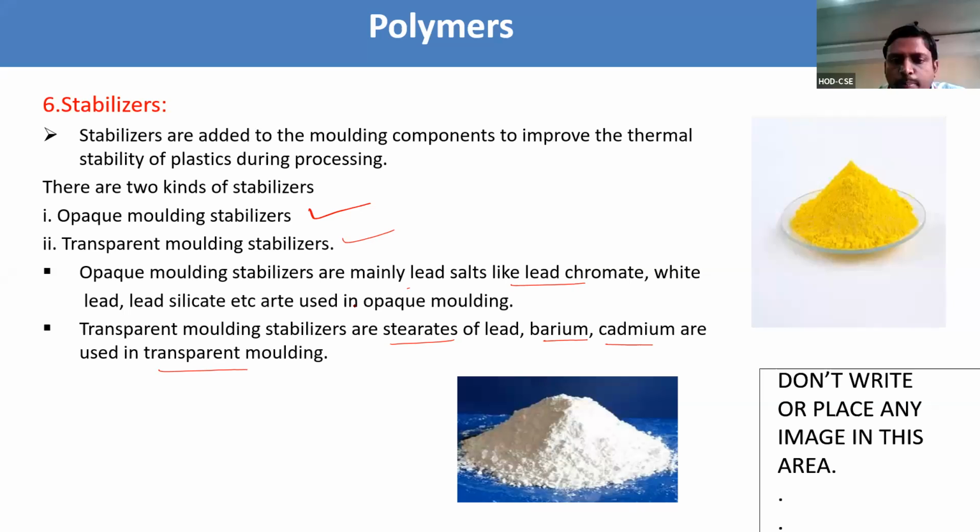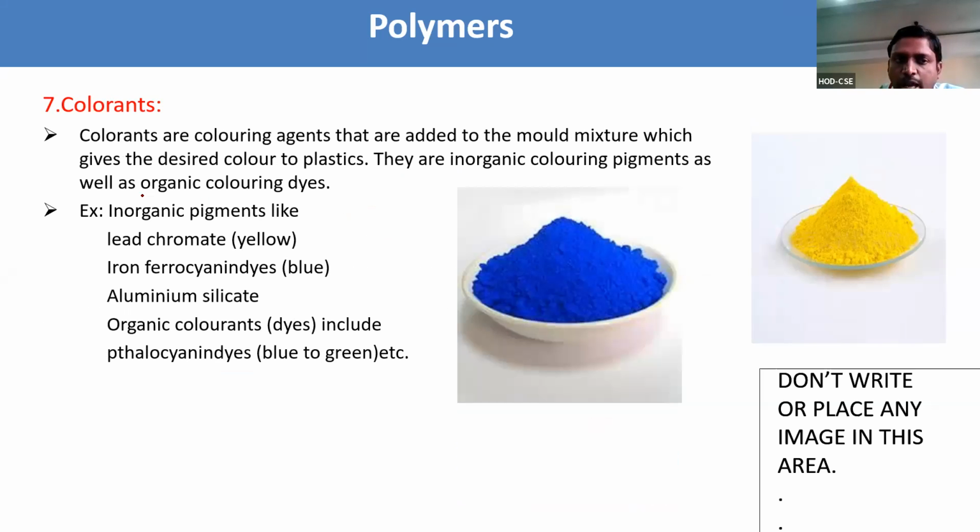The last one is colorants. Coloring agents are added to the molding mixture, which gives the desired color to the plastics. There are inorganic coloring pigments as well as organic coloring dyes. Dyes are nothing but colors. There are two types, inorganic and organic.